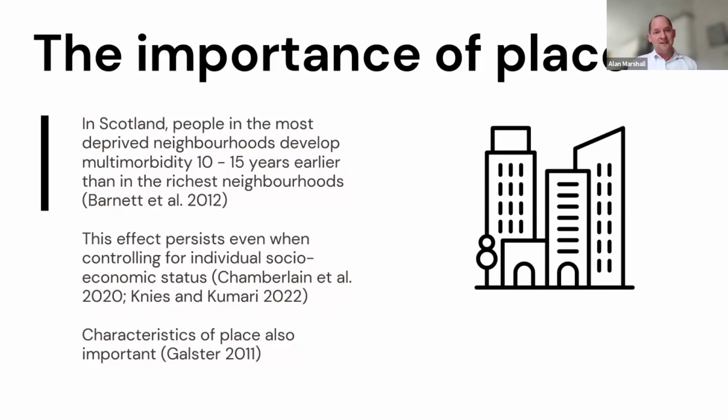So we still see this difference between neighbourhoods when we control for things that predict both multimorbidity but also predict the kind of place that you live in. So there's a strong steer here from the research that the characteristics of a place where people live is also important in terms of influencing health outcomes like multimorbidity. And I've put a reference here from George Galster, who's thought quite carefully about the many pathways through which place can affect health outcomes.